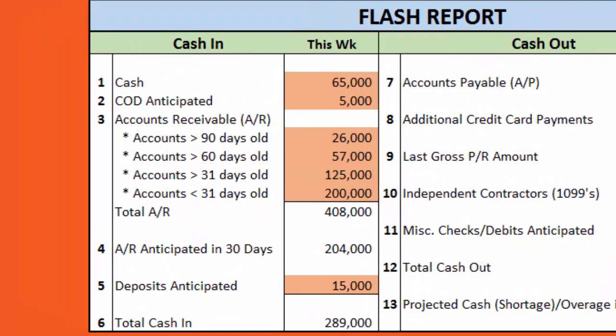Under the Cash In column, line 1 reflects his cash balance when the report was created. Line 2 is the amount he expects to receive from his COD customers over the next 30 days. Line 3 is his accounts receivable aging and the total due from his customers. Line 4 are the receivables he actually expects to receive in the next 30 days.